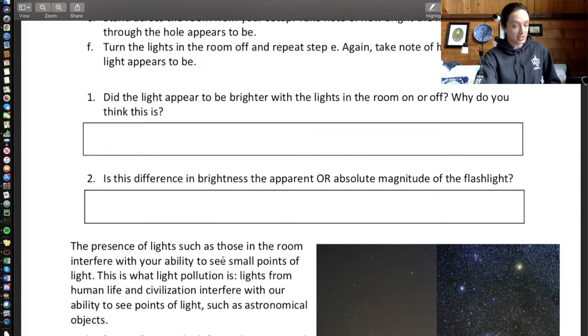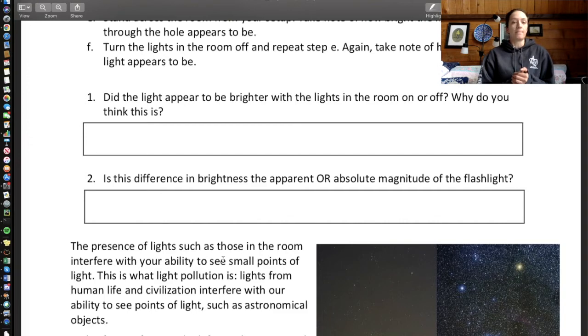Then, once you've done this experiment, question 1 asks you, did your little light shining through the hole in your paper appear brighter when the lights in the room were on or off, and why do you think that is? And hopefully that'll be pretty obvious to you. Just like thinking about if a star would appear brighter at night or in the day. And by star, I'm not talking about the sun. I'm talking about like Vega or Betelgeuse or something.